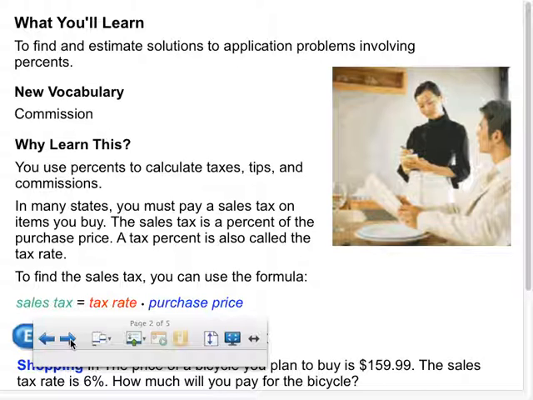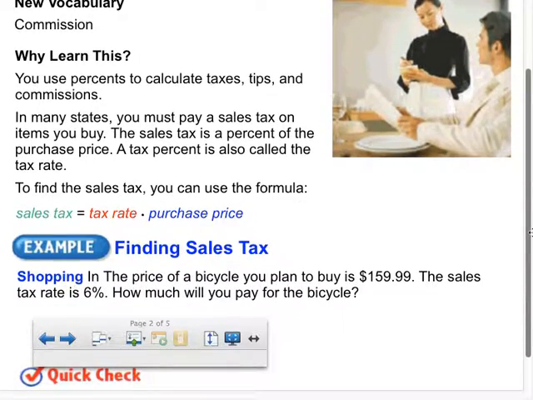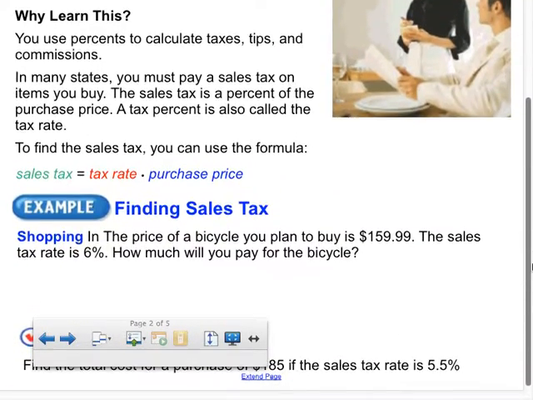I want to tie this into this formula I have on the whiteboard over here. I'm going to write this up in the notes too. So why learn this? You use percents to calculate taxes, tips, and commissions. In many states, you must pay a sales tax on items you buy. The sales tax is a percent of the purchase price. A tax percent is also called the tax rate. To find the sales tax, you can use the formula.